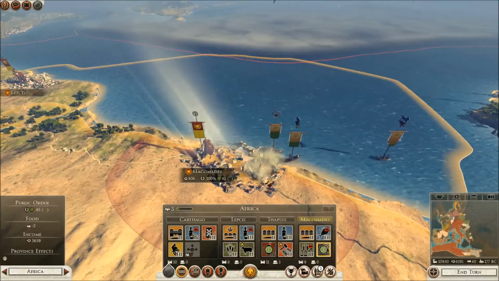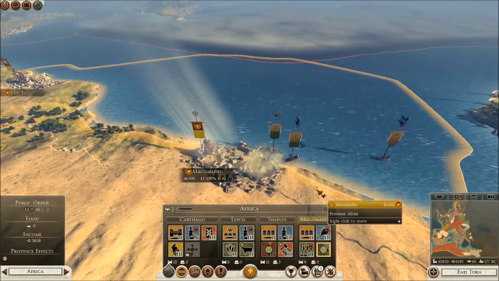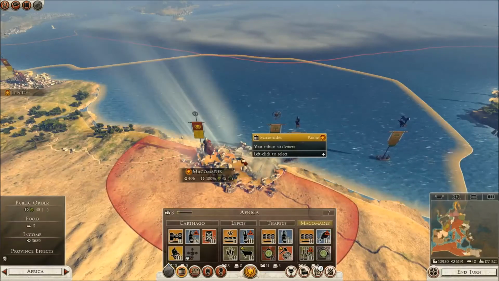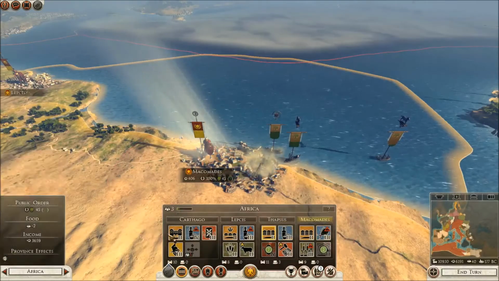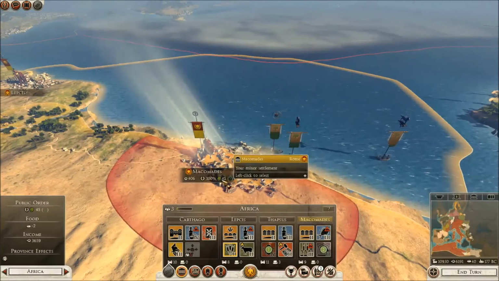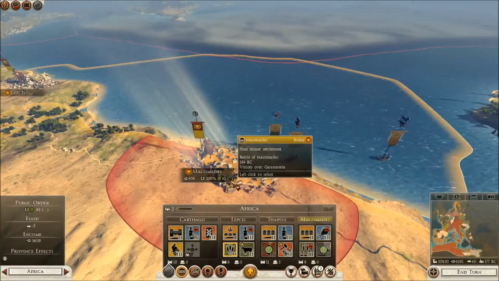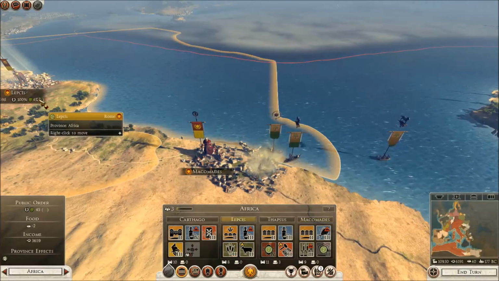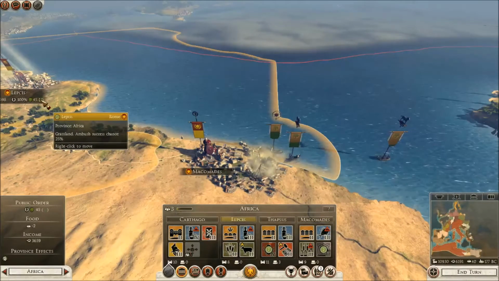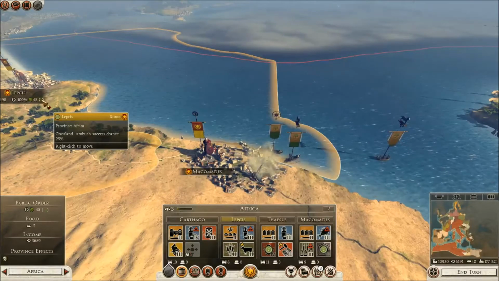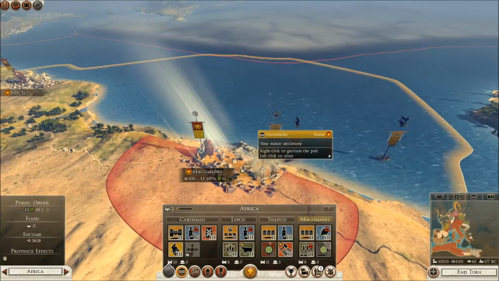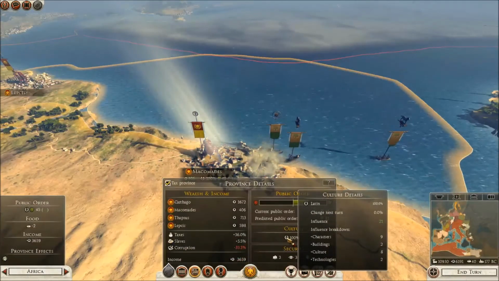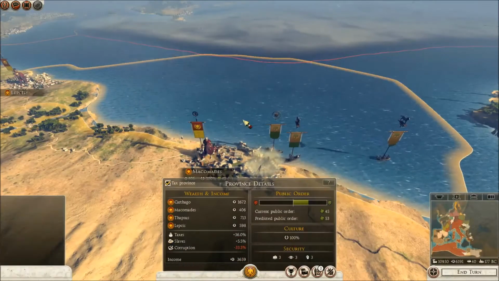As far as provinces go, they share not only culture, but also happiness. So this province, I control the entirety of it. You'll see my happiness is 45, and it's going up by 8 per turn. When I go to Lepsis over here, which is part of the same province, you'll see it's the same. 45 happiness, 8 public order growing. Same goes for culture. This whole province is 100% Latin culture right now.